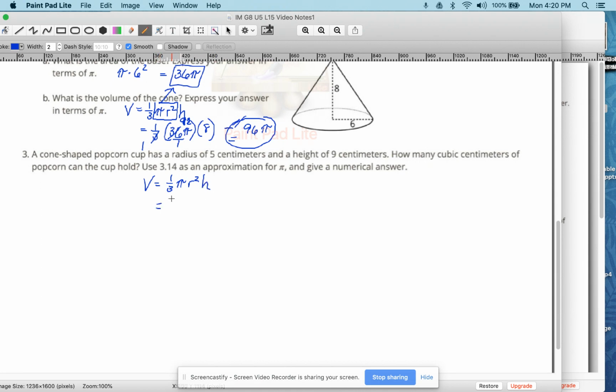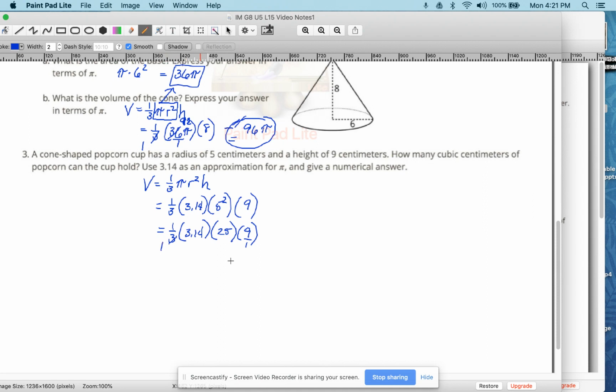Let's see what we have. 1/3 is a straight shot. Pi, they want us to use 3.14. Radius, they tell us, is 5 centimeters, so I have 5 squared. And the height, they tell us, is 9. So let's rewrite this again. 1/3 times 3.14 times 25 times 9. And again, this is 1/3, and this is like 9/1. I'm choosing 9 to put over 1 because it goes with the 3. If this were 1/5, I might put 25/1.